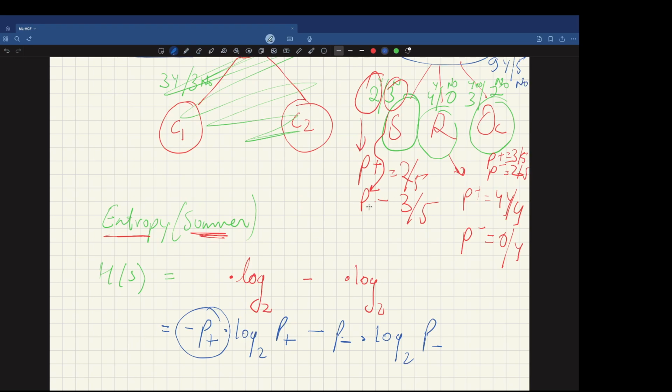So what is P positive? Minus of 2 by 5. Why minus? Because there is a minus in the formula. Then log of P positive, again 2 by 5. This is 3 by 5. Negative is already there, so we don't need to add an extra negative, and again log of 3 by 5. Firstly calculate the value, no?